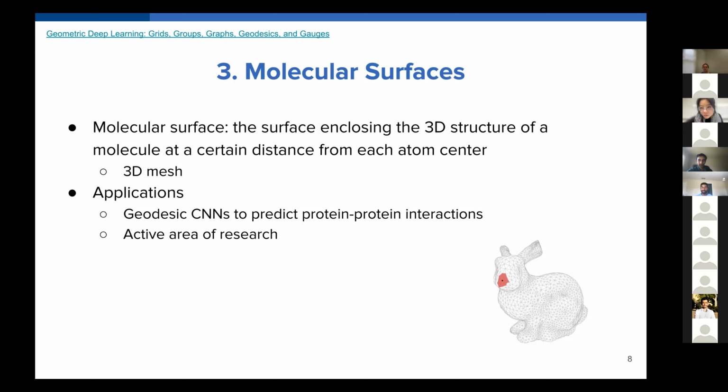One example application of molecular surfaces is using geodesic CNNs to predict protein-protein interactions. So geodesic CNNs are basically CNNs that are generalized to manifold surfaces. Molecular surfaces are a category of representation that's less frequently used and is currently at the forefront of research.